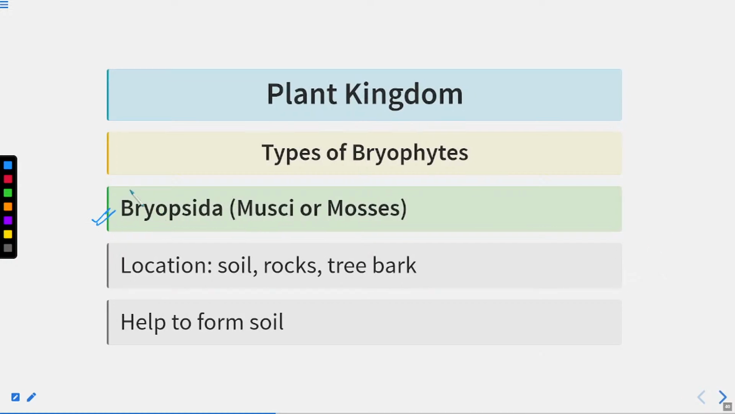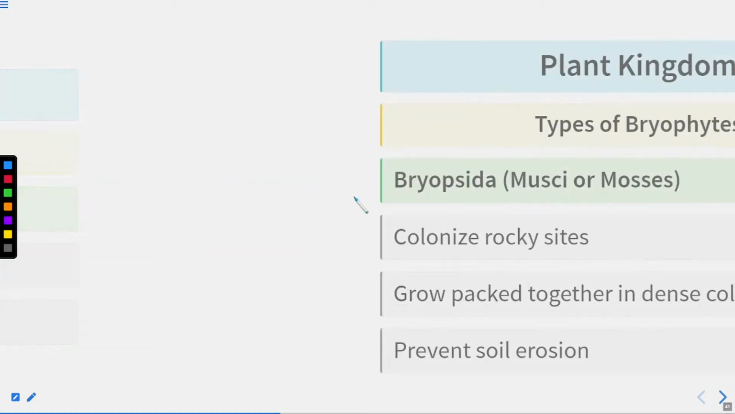Okay, so the third one is the Bryopsida, that is Musci or mosses. They are found on the soil, on the rocks, and you can also see them growing on tree barks. They help to form soil. So this is one of the importance of mosses, that they help to form soil. We will see how they form the soil while studying the economic importance of bryophytes.